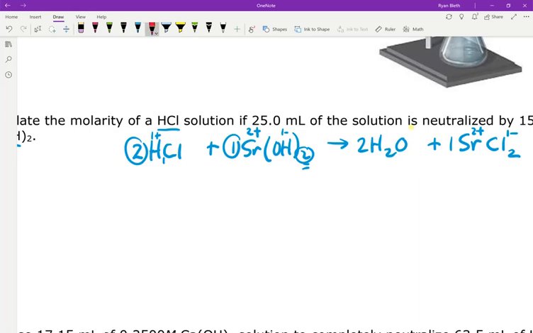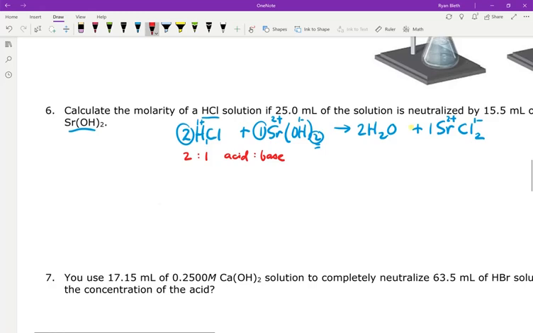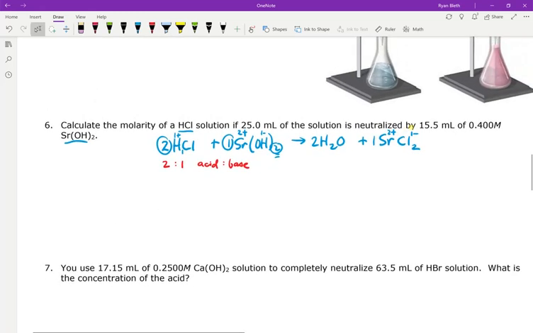That is a vital piece of this question. We have a 2-to-1 ratio of acid HCl to base strontium hydroxide, Sr(OH)2. And that 2-to-1 ratio is going to show up in the stoichiometry and be pretty important to this question. Now, what are we trying to solve? We're trying to solve the HCl. We'll calculate the molarity of HCl. So we're not going to start with that. We're going to start with a thing that we know about.